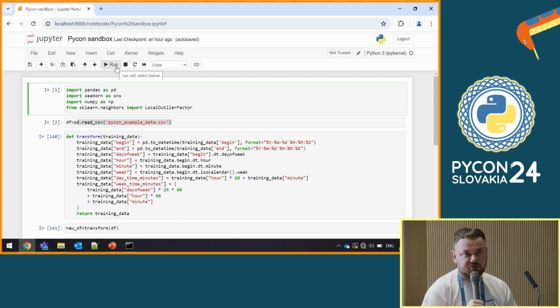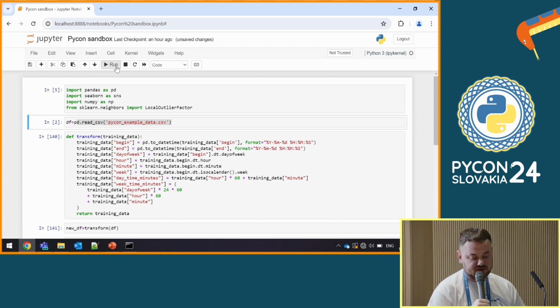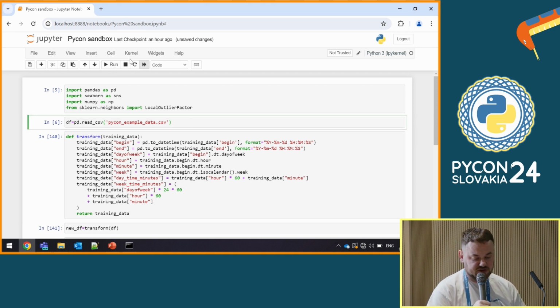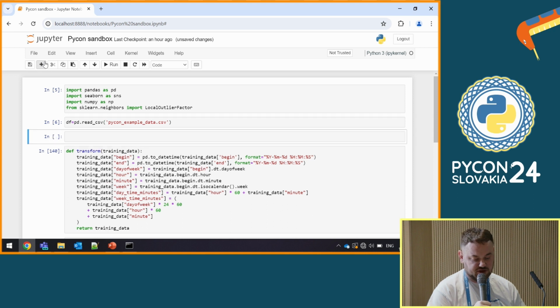So, I used the CSV and imported it via pandas. I'm sure everybody knows this library. And for visualization, I use Seaborn. So we just run it, and I will show you a little bit about this data. It's very complex.